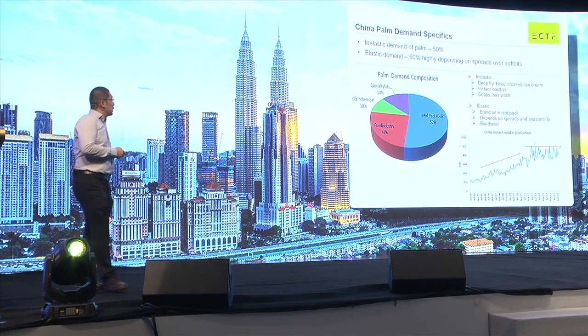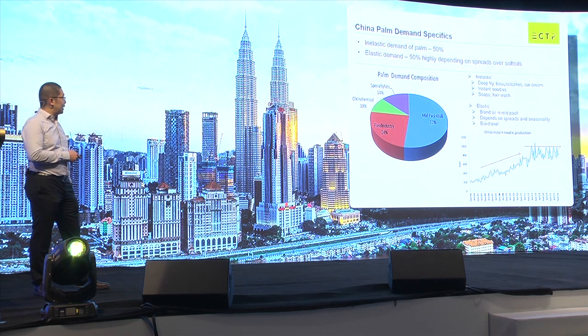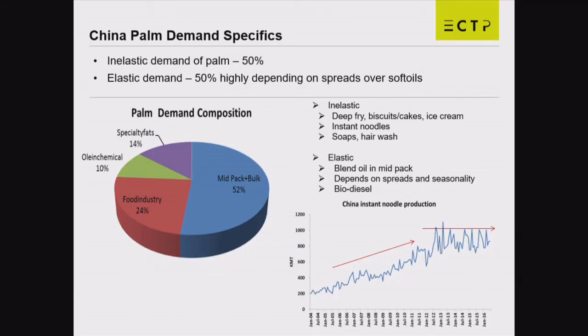And in terms of palm, that's something that I wanted to say earlier, but I think it's better to say here. So the mid-pack plus bulk takes more than half of the demand composition, and you don't really have a big small pack usage for palm in China due to a lot of reasons. And then the other half is taken by the food industry, which is instant noodle production, biscuits, cakes, pastry, ice cream, and then you have oleochemicals, and also specialty fats.